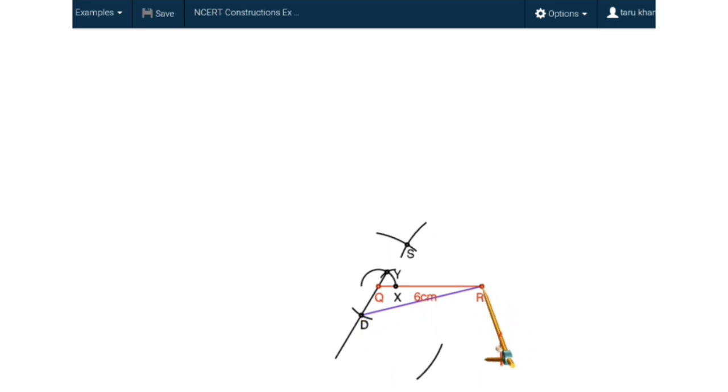And then with D and R as center and the same radius we took to get the point S, we will draw two arcs again and mark this point of intersection of arcs as T. So ST is our perpendicular bisector. We will join it and extend it.